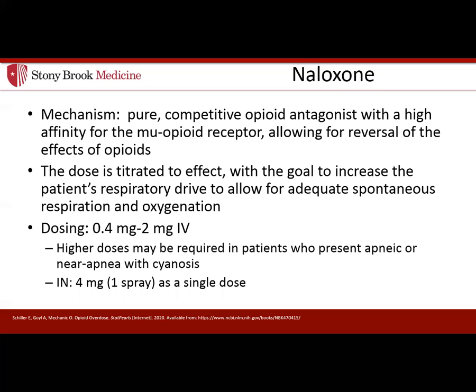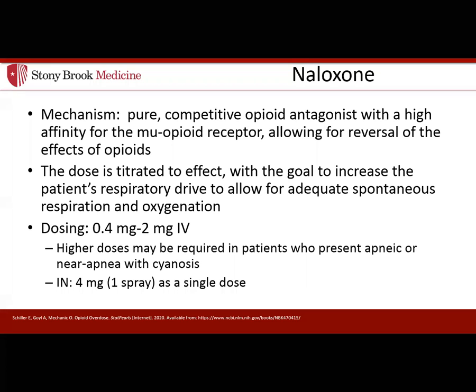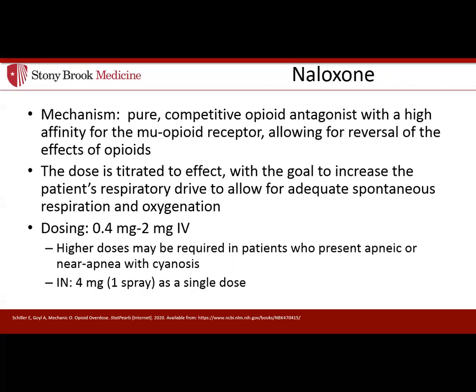And you don't want to initiate full reversal because this can result in withdrawal and can include combative or aggressive behavior, or you can even precipitate further withdrawal symptoms such as seizures in a patient that is severely dependent on opioids. So you just want to titrate the naloxone dose until they're spontaneously breathing to prevent that respiratory depression. The starting dose of naloxone is usually between 0.4 to 2 milligrams.